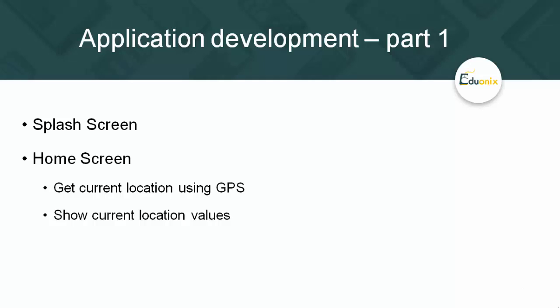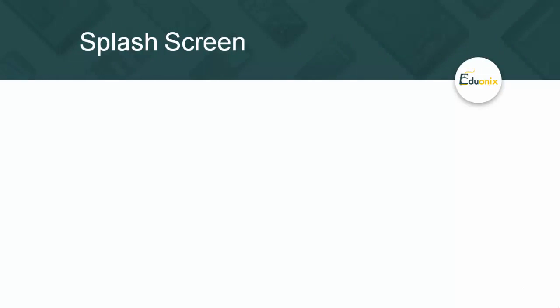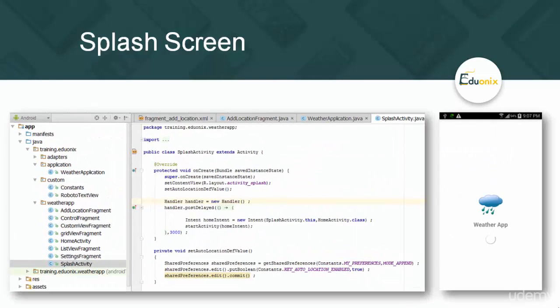On the next slide, let's look at the app development of a splash screen. On the splash screen, we will show the application name and a weather icon at the center as shown on the screen.